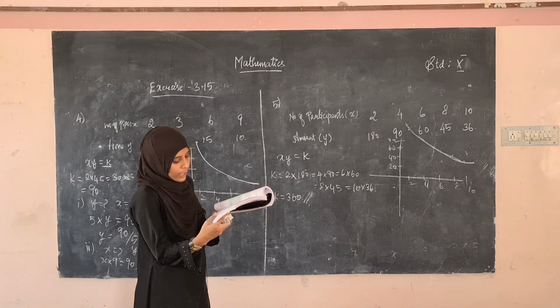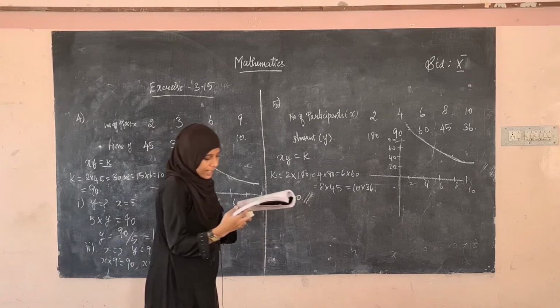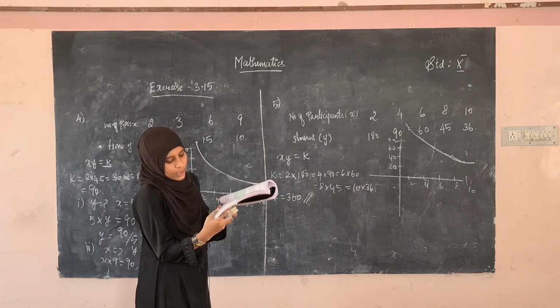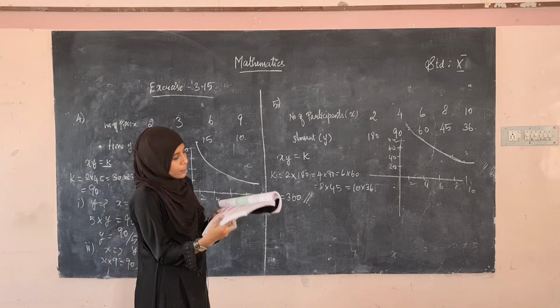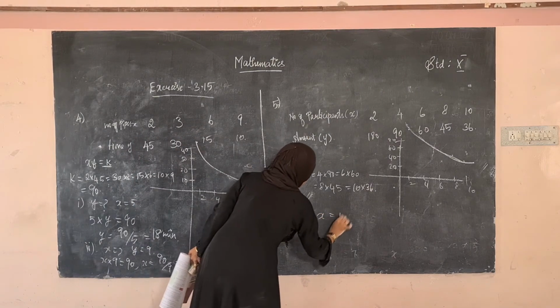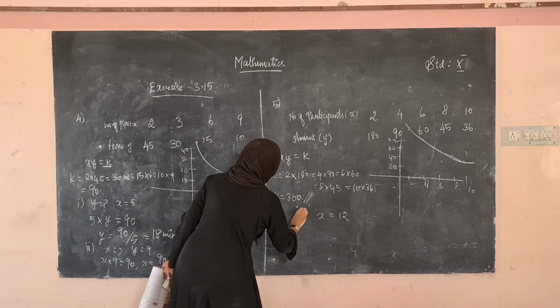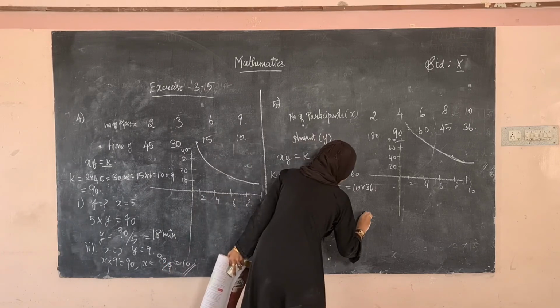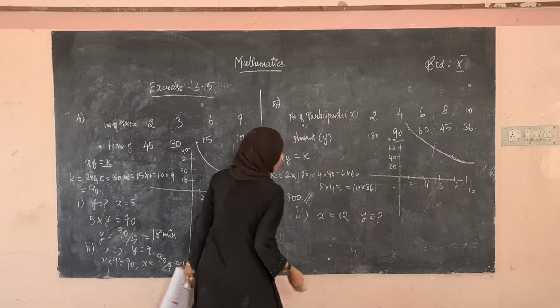Next, graph the above data, and we have graphed here, right? And hence find how much each participant will get if the number of participants is 12. The number of participants we have taken in x. If the number of participants is 12, this is again the subdivision. We have to find the amount, that is, we have to find the value of y.